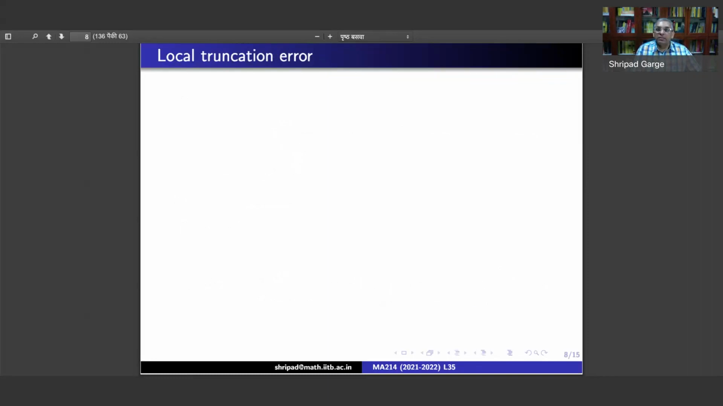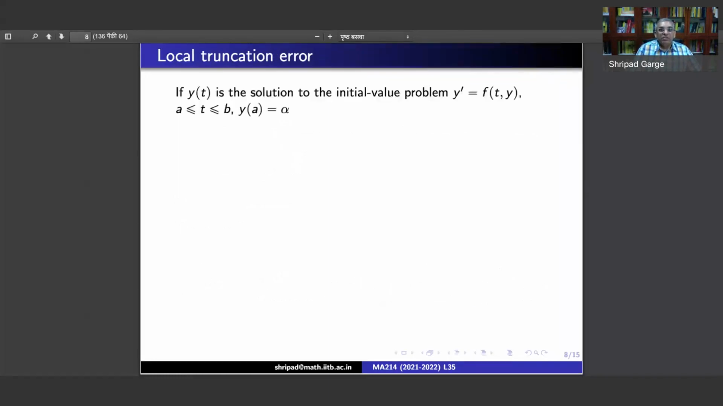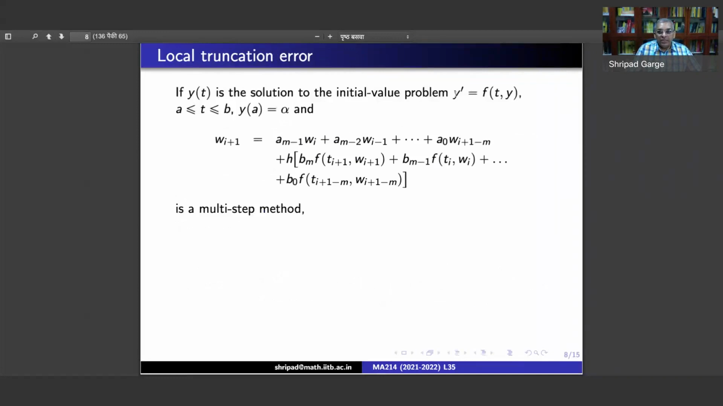This formalism of the local truncation error is not a surprise at all. Let's have the initial things out of the way. We have the standard initial value problem, which is y prime equals f of t, y, for t in the interval [a, b], with y at the initial point equal to alpha. And we have some difference method to approximate the unique solution to the initial value problem. This is the multi-step method which we have been given, and we want to compute the local truncation error.